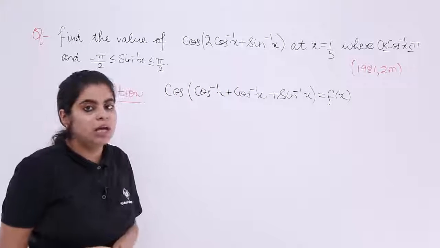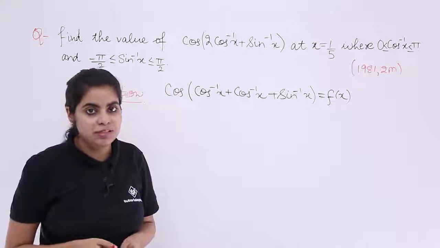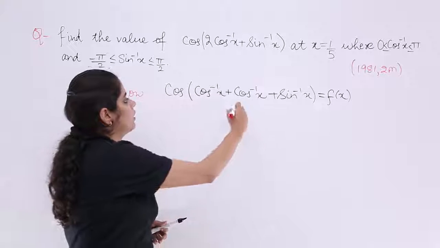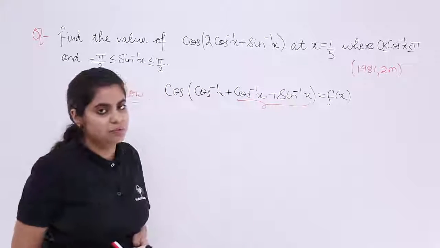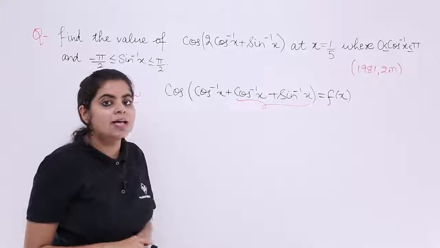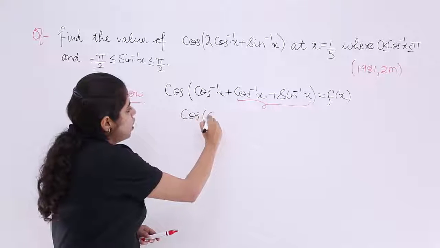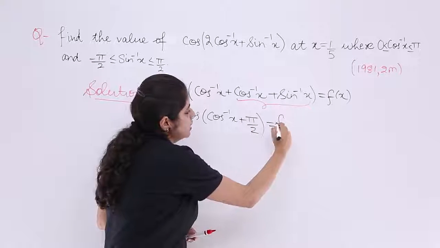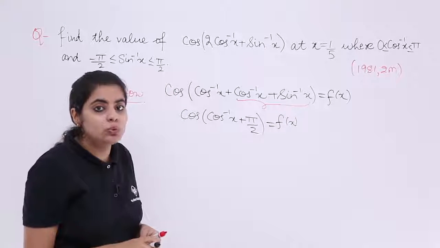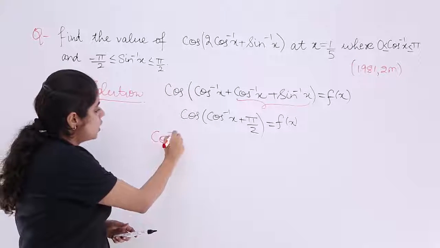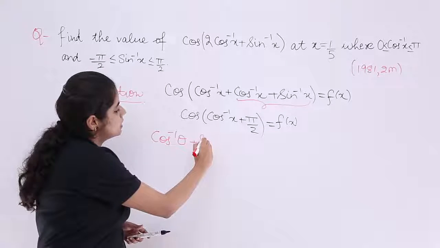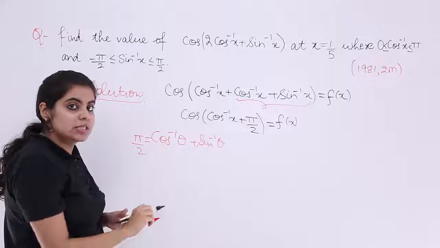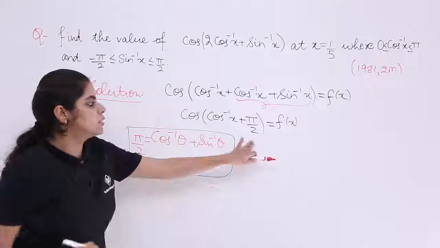Now, we know the formula of cos inverse theta plus sin inverse theta. Cos inverse theta plus sin inverse theta is equal to pi by 2. So, here when we have cos inverse x plus sin inverse x, we can keep this value as pi by 2. So, the question now changes to cos of (cos inverse x plus pi by 2) is equal to f of x. How have we done this? This is simple usage of a formula. The formula is cos inverse theta plus sin inverse theta is equal to pi by 2. I am writing this formula, enclosing it in a big box, and we have used the formula here.